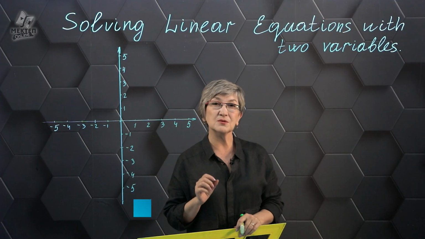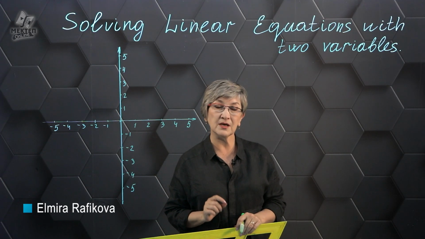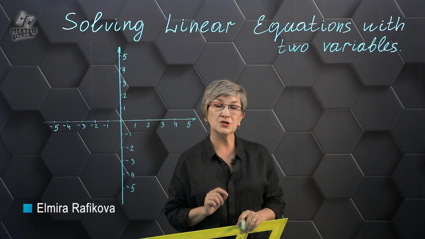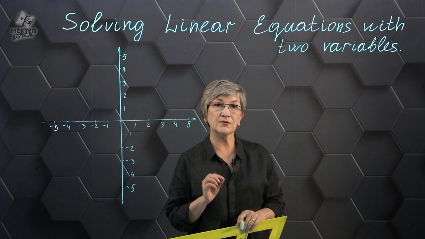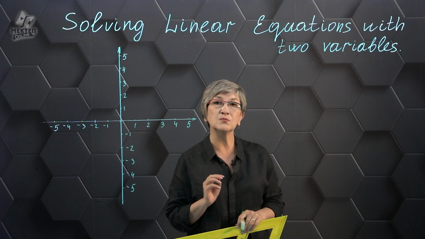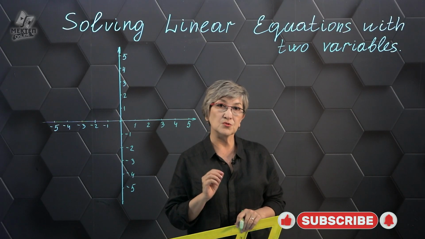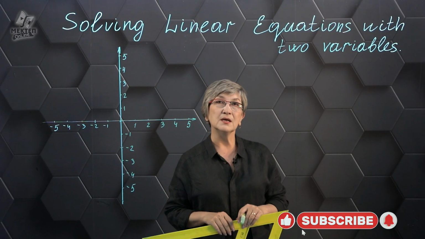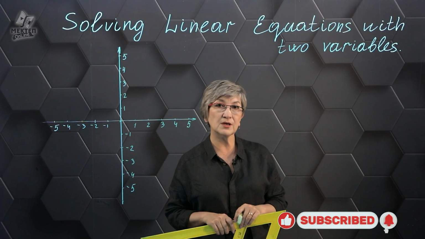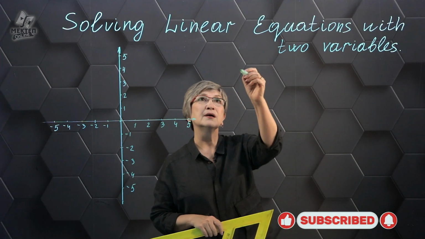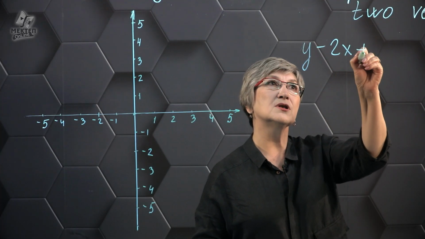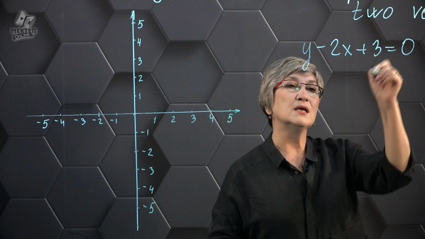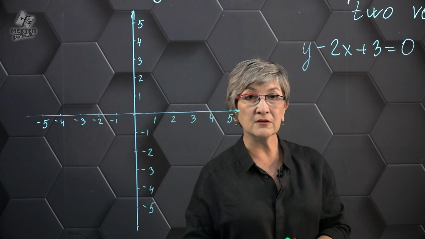So, today in the lesson we will solve another linear equation, but this equation will be solved graphically. We have talked about the fact that a linear equation with two variables has many solutions. So why does this happen? Let's write down the following linear equation: y minus 2x plus 3 equals 0. And find the solution to this linear equation.